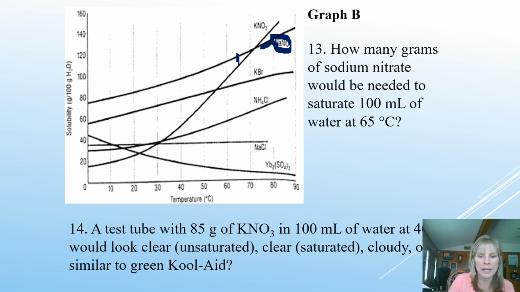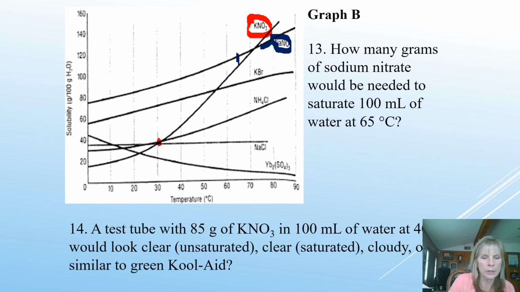Test tube with 85 grams of potassium nitrate in 100 milliliters of water at, I think that's 40 degrees, but my head is in the way. Would it look clear, which would mean it would be unsaturated? Would it be clear as a saturated solution, or would it be cloudy, similar to Kool-Aid? So 85 grams of, here's my potassium nitrate up here. It's this line right here. 85 grams at, we're going to say that's 40 degrees. So we're going to follow it back down to where it hits 40 degrees. About right there. It's going to hit 40 degrees.